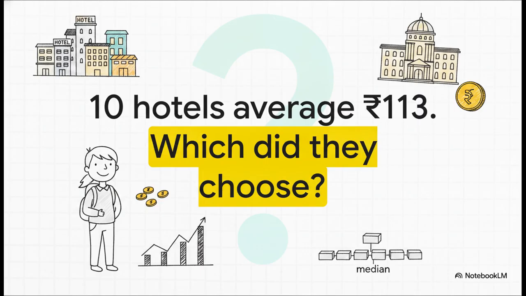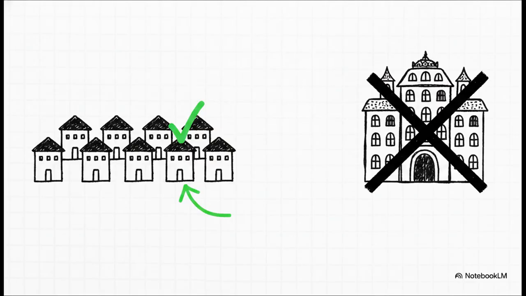Now, let me ask you, which hotel do you really think they chose? You see, the mean rate here is highly skewed. That single luxury hotel costing 500 rupees completely dragged the average all the way up to 113. Aside from that one expensive room, 9 out of the 10 hotels actually cost less than the average. Because that single outlier completely ruined our math, the students wisely ignored the mean. Instead, they looked for a medium, or middle rate, settling for hotels around 70 or 80 rupees.